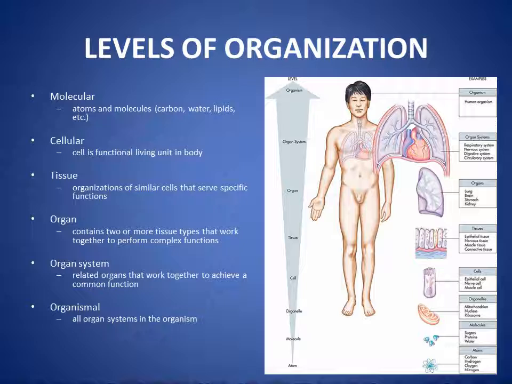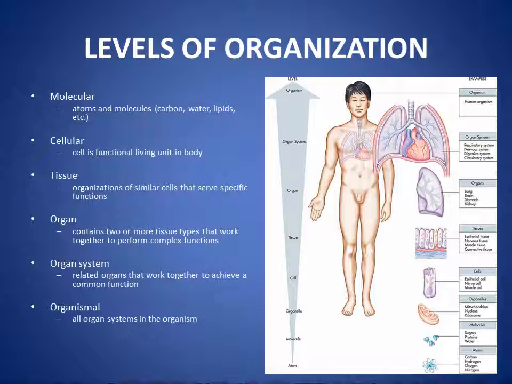The levels of organization in living systems range from the molecular level to the organismal level, or organism. At the molecular level, we have atoms and molecules, and some of the important atoms in living systems include carbon, hydrogen, and oxygen, and some important molecules include water, lipids, proteins, carbohydrates, etc. Atoms and molecules combine together at the cellular level to form the cell, which is the functional living unit in the human body.